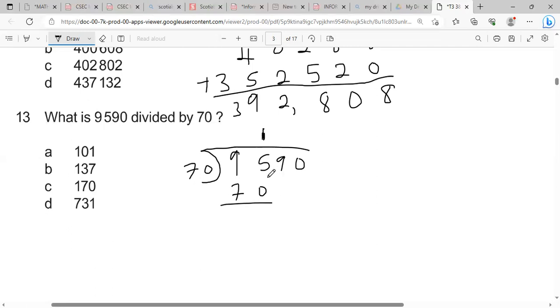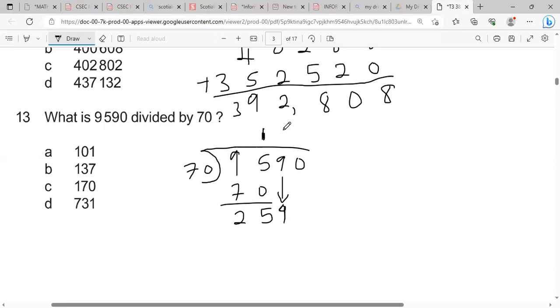And now we're gonna subtract 0 from 5, leave 5. 7 from 9, leave 2. So now we're gonna carry down our 9. So we're gonna see 70 into 259, right? Now 70 plus 70, that's 140. So we know it's greater than 2. 7 times 3, 210. So we know it's gonna be 3.